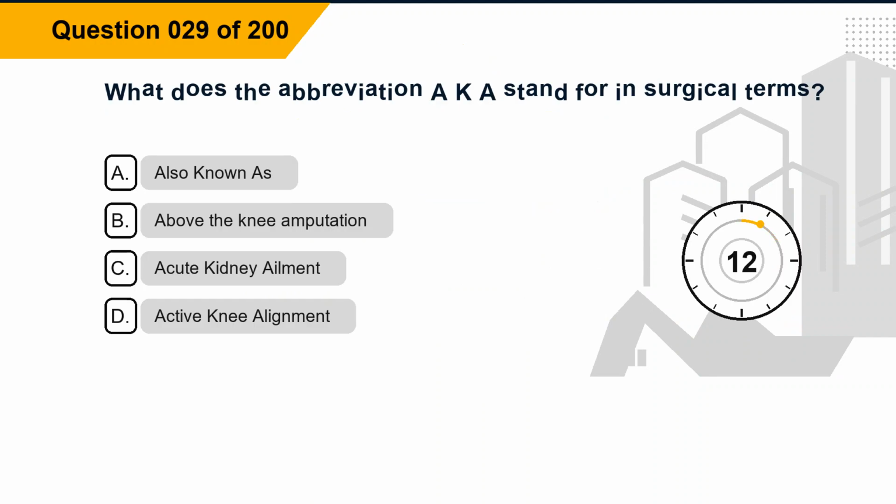Question 29. What does the abbreviation AKA stand for in surgical terms? Option A, also known as. Option B, above the knee amputation. Option C, acute kidney ailment. Option D, active knee alignment.